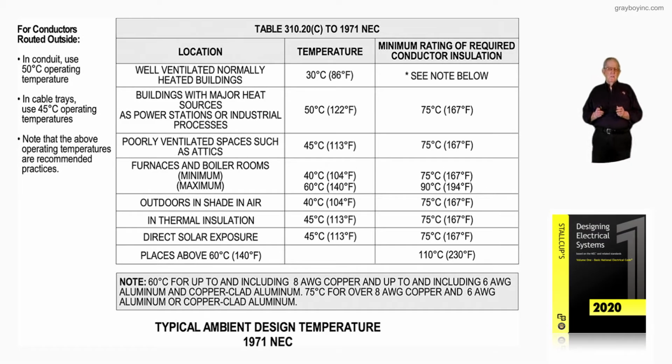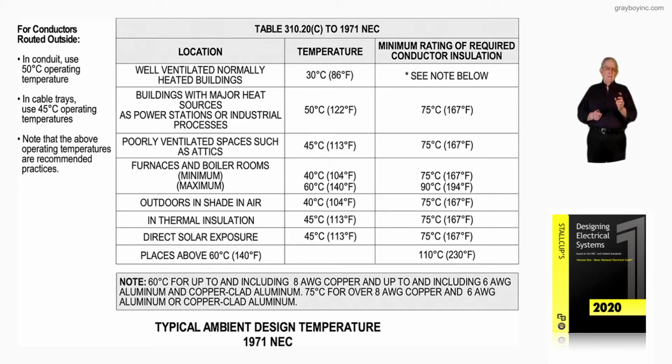Now this illustration deals with a table long gone in the code. Typical ambient design temperatures. We put this in the 1971 NEC, and it was a guideline table for people to review. And the table was 310.20C in the 1971 NEC.